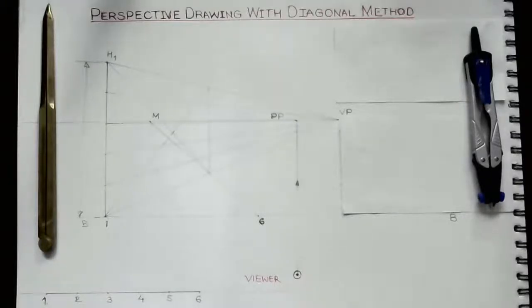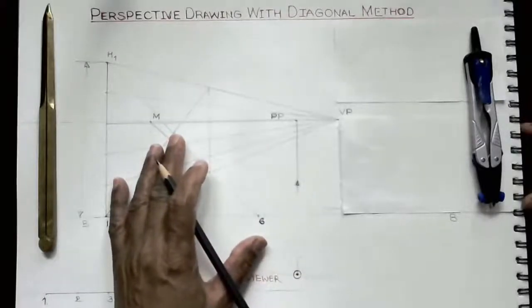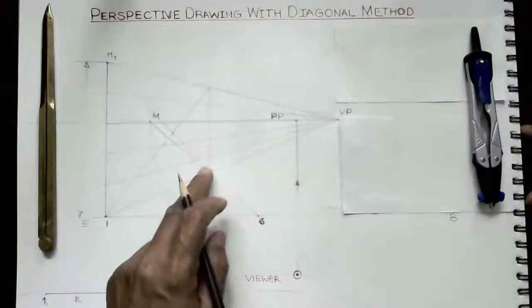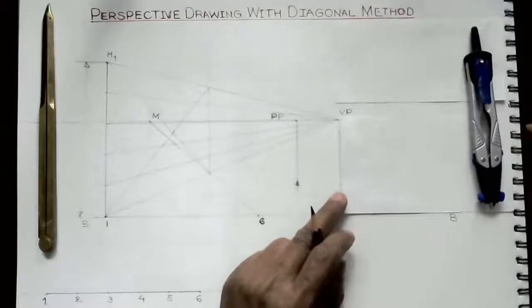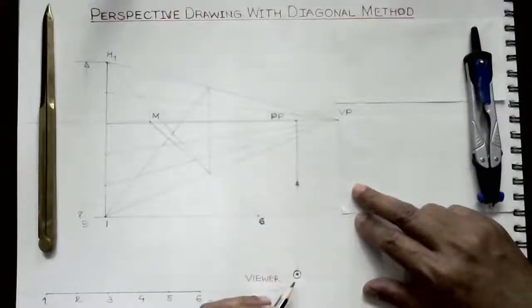So here, see what I have done. I have made a small drawing ready for you. It is a perspective drawing with the diagonal method. I hope you must have seen my previous videos on how to draw in perspective. Say this is the vanishing point. Okay, this is the viewer.